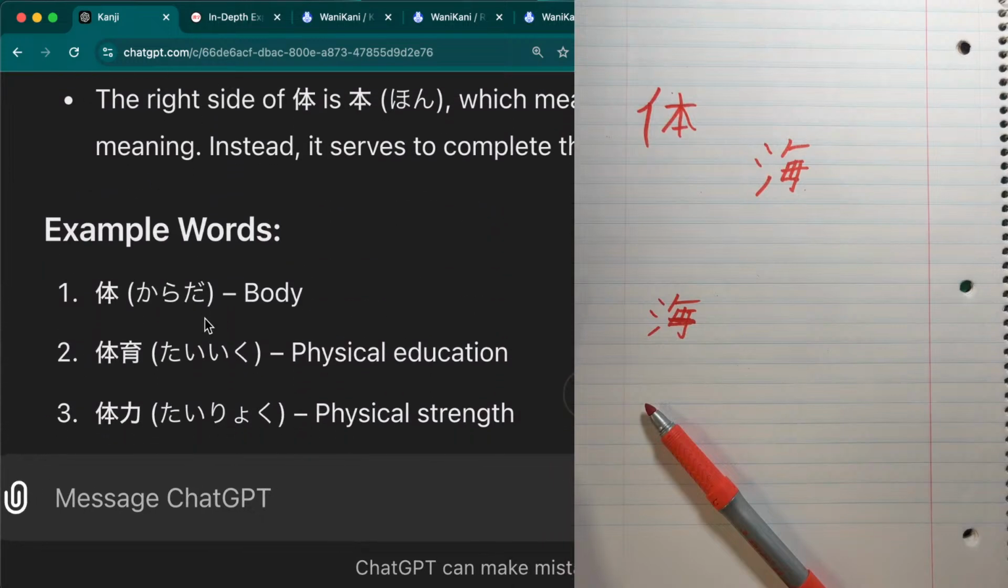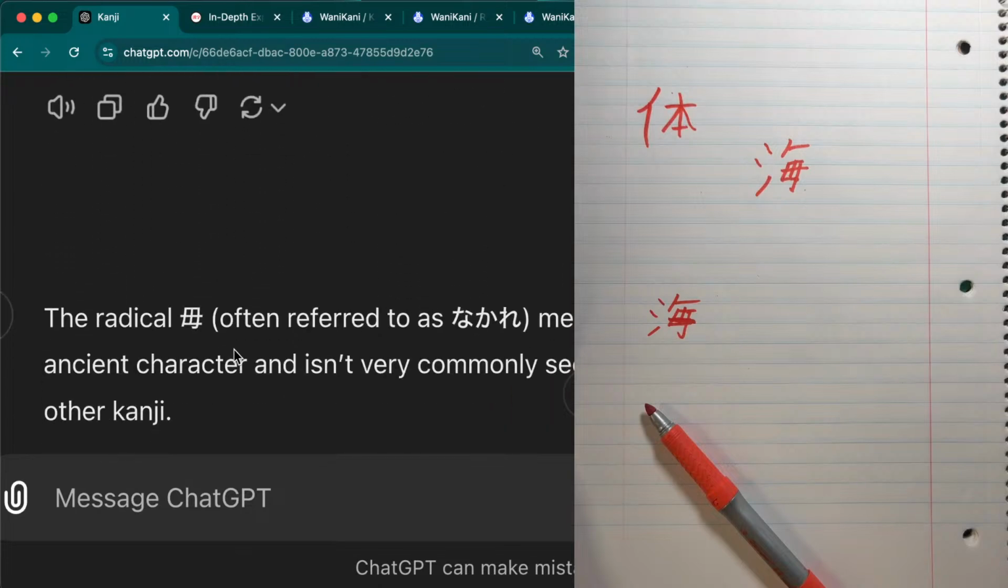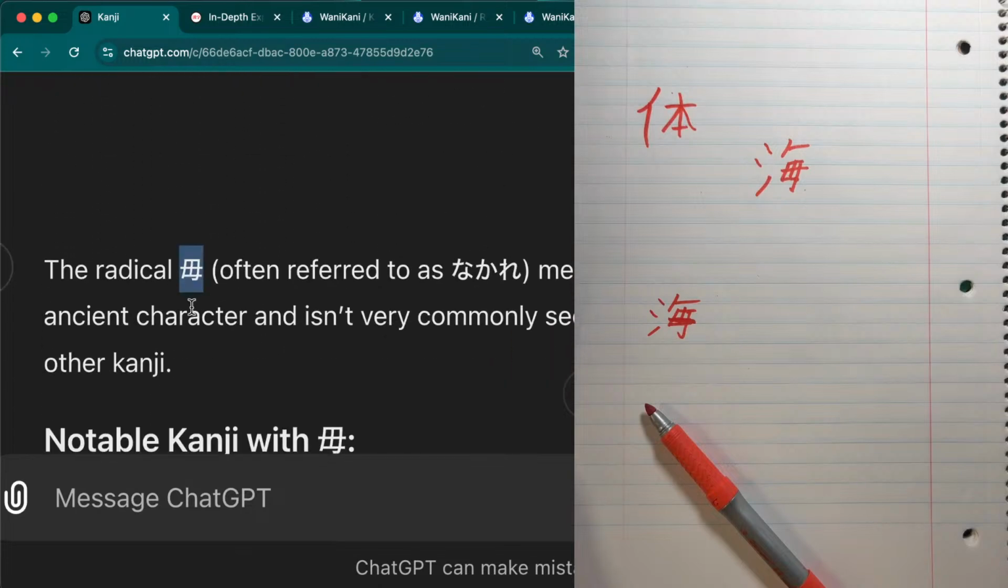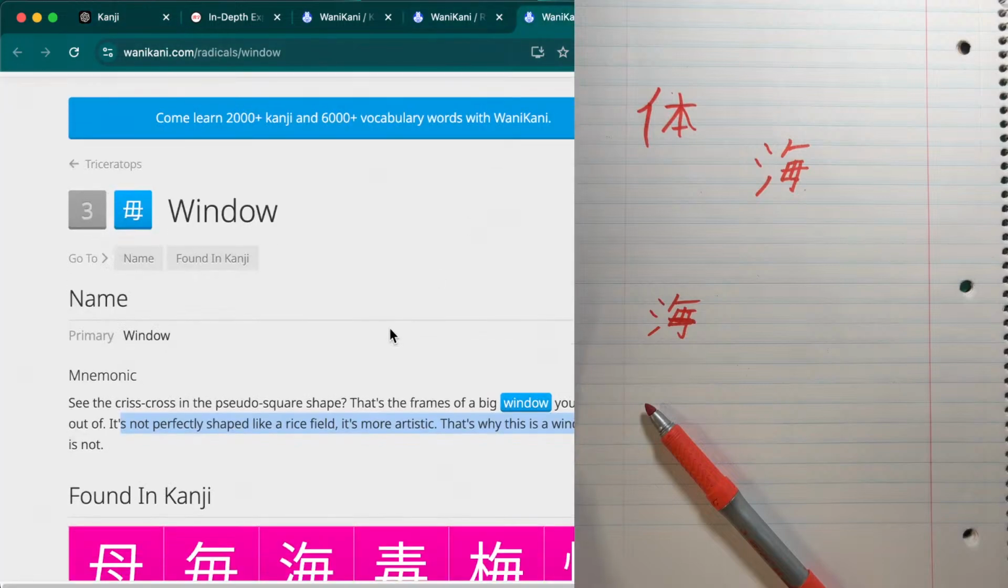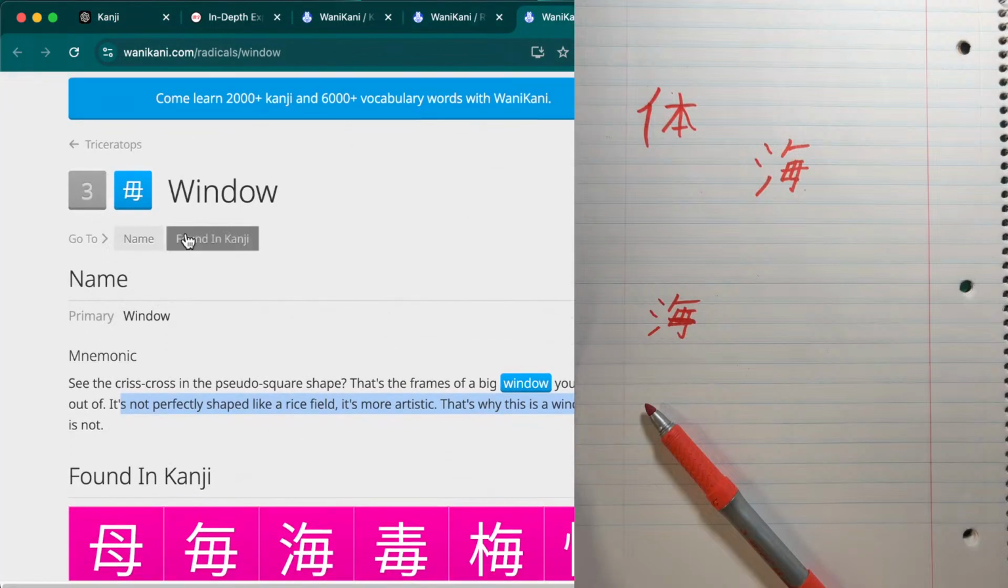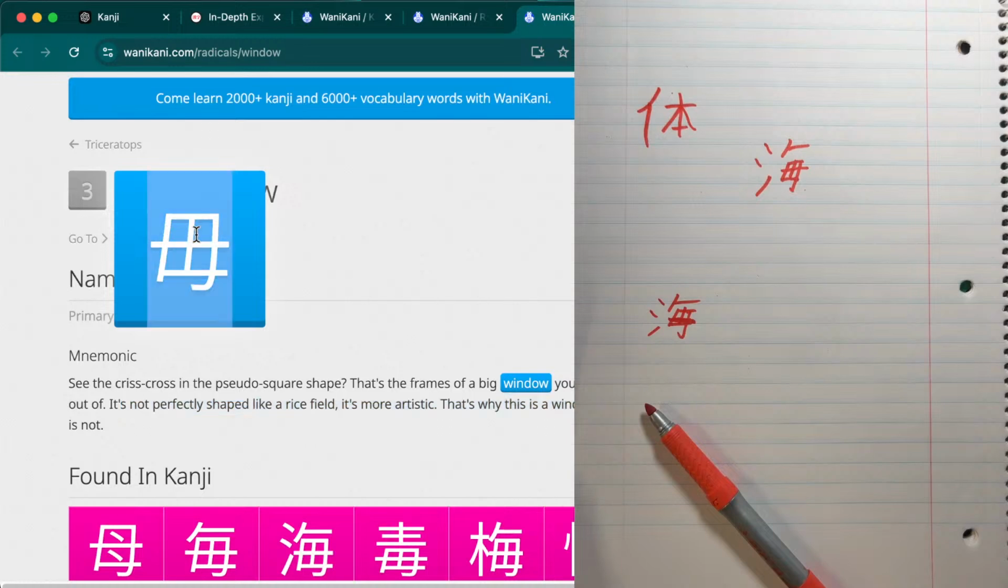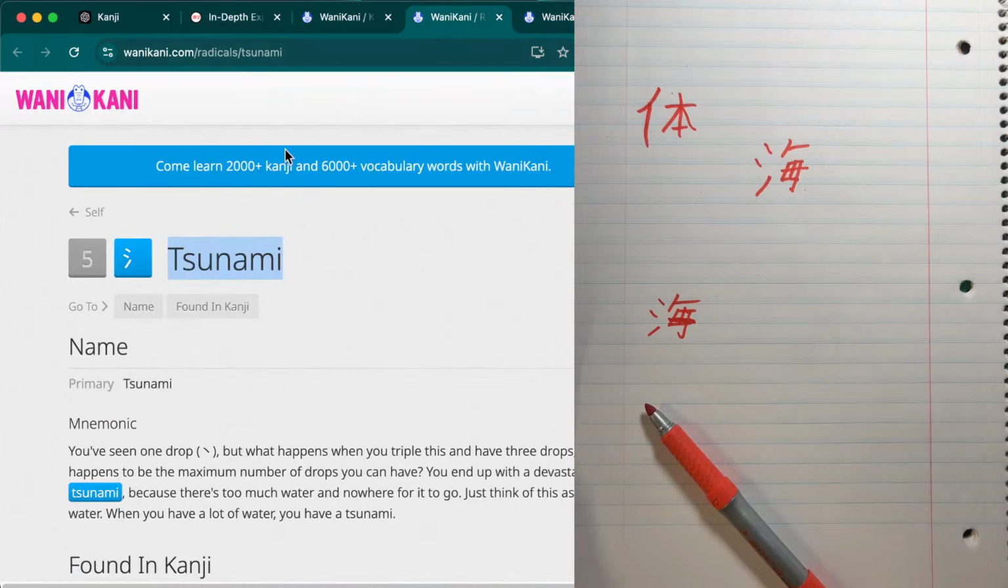Yeah, I prefer knowing the meaning as well, not just the name or how to remember it, which seems to be what WaniKani is focusing on. It's just how to remember that radical versus the meaning behind the radical. But sometimes they do have the name related to the meaning.